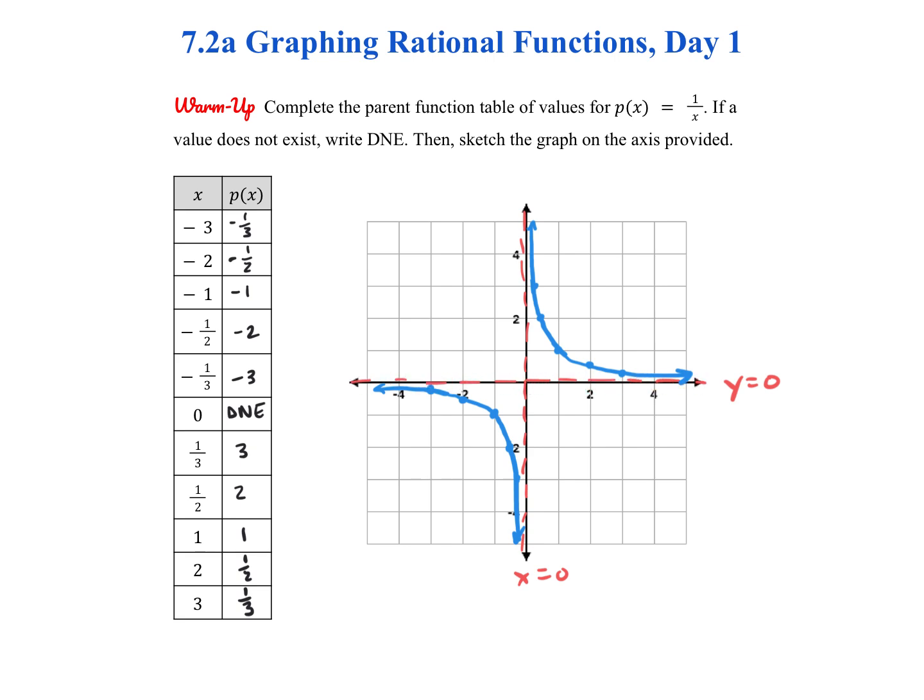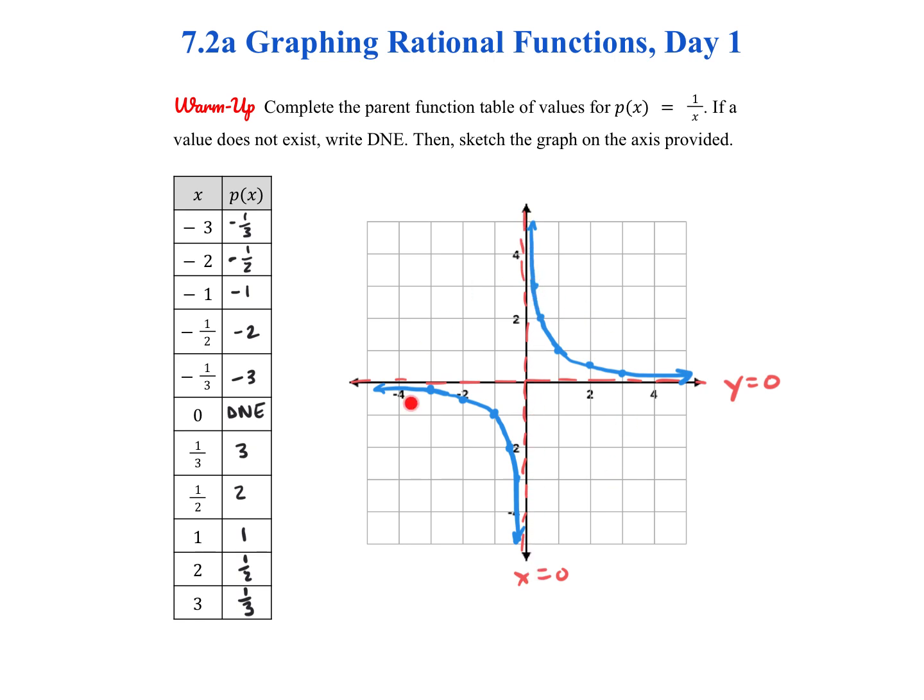Now another thing you'll notice is that as our x values get closer and closer to 0, the y values get farther and farther away. So you can see that I'm going to travel along my y-axis going up and down forever, but I will never quite touch this line because remember, x cannot equal 0. So these graphs also have vertical asymptotes, and for the parent function, it's at x equals 0.